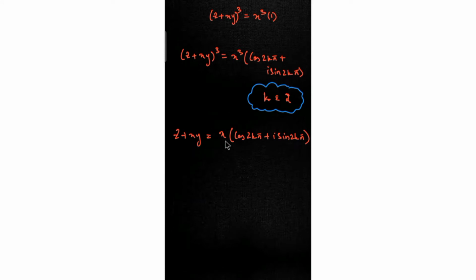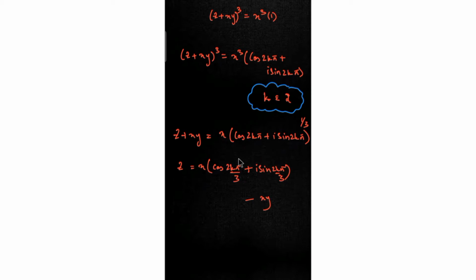So z + xy = x (cos 2kπ + i sin 2kπ)^(1/3), because we are applying the cube root on both sides. So, using De Moivre's theorem, I would get z = x (cos 2kπ/3 + i sin 2kπ/3) − xy. This is the value of z, and z is what we have to find, right? So z has 3 roots, 3 values, because of which we can satisfy this equation. z = x (cos 2kπ/3 + i sin 2kπ/3) − xy. This is one of the values of z.